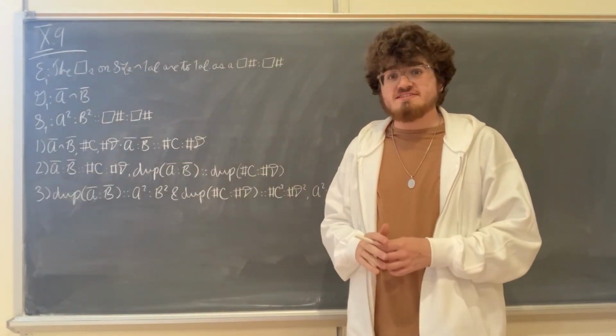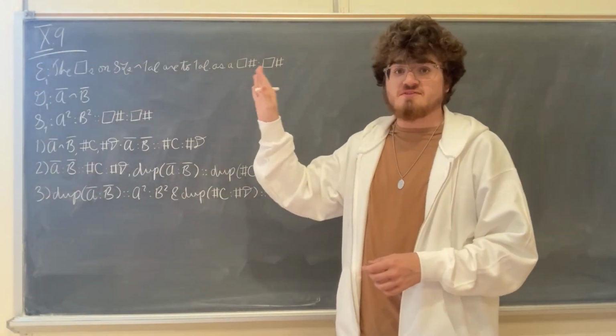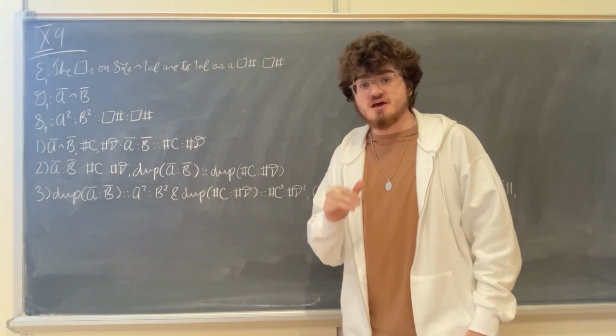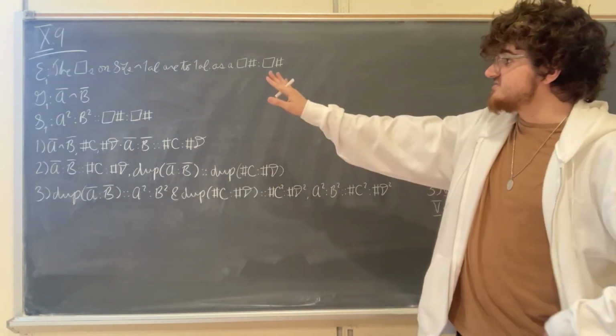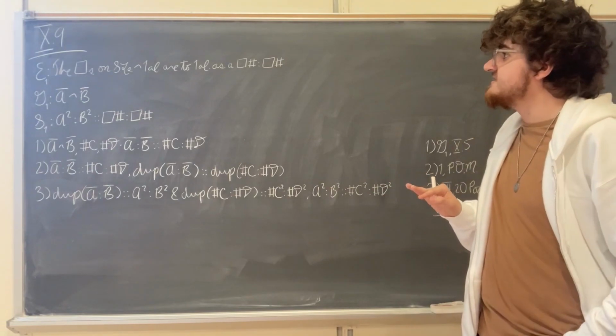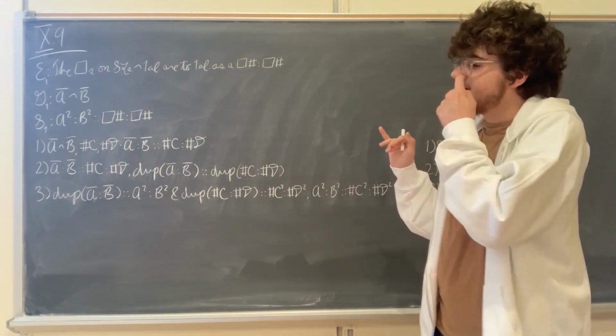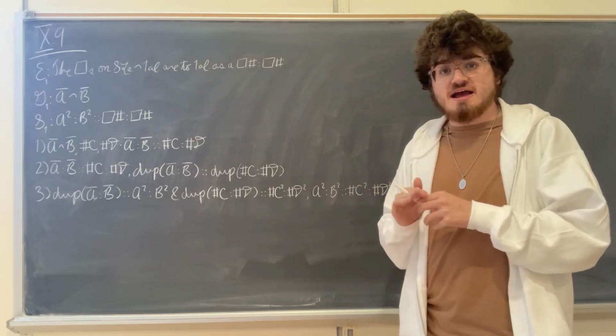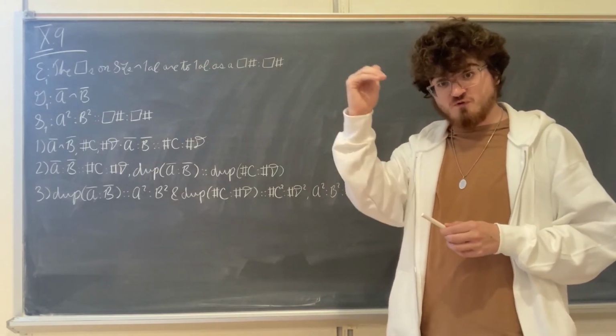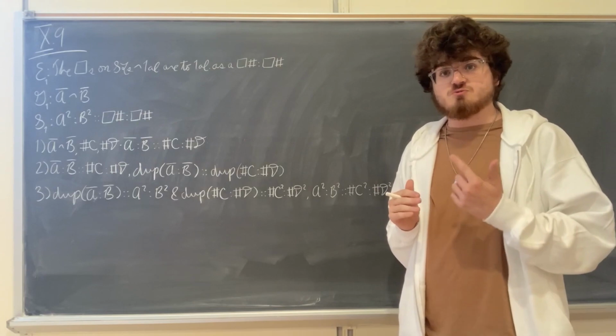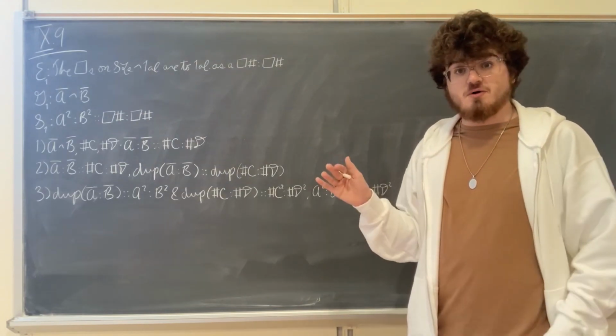Hello, this will be a demonstration of Proposition 9 from Book 10 of Euclid's Elements, which first of all says that the squares on commensurable straight lines are to one another as a square number is to a square number. Now, Proposition 10.9 is a four-part enunciation. There are four things which Euclid proves in this one proposition, so I'll split this video up accordingly.